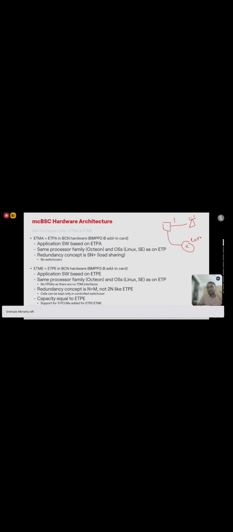So this is the ABIS. Because MCBSC doesn't have any TDM connectivity or TDM feasibility here, for ABIS we have the ETM card. Which card is used for supporting ABIS? ETME is for the ABIS and ETMA is for the MSS core. Yes, the ETME card is for supporting the ABIS.